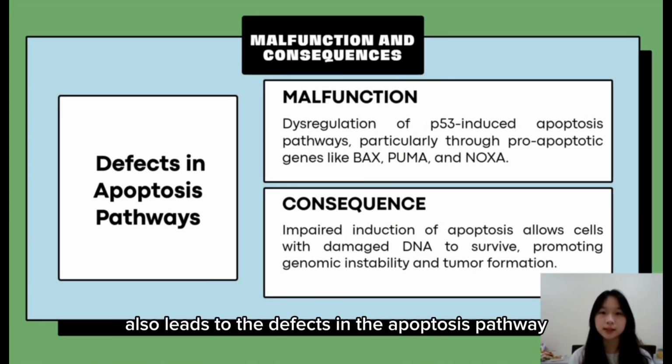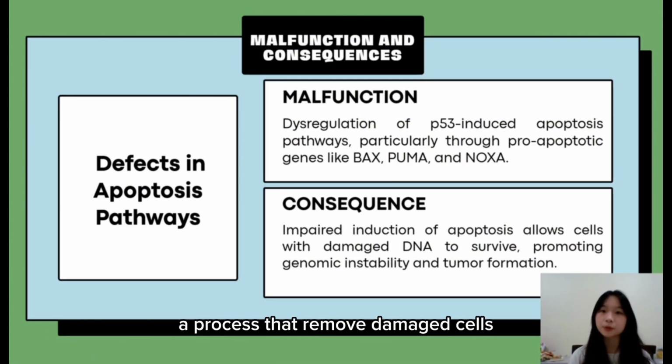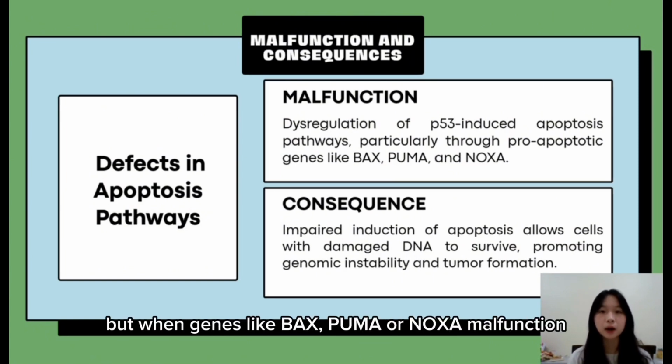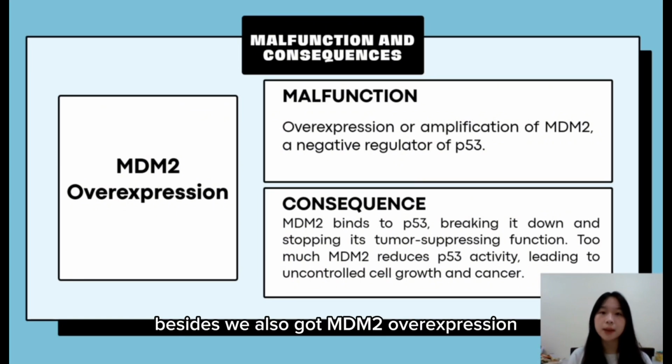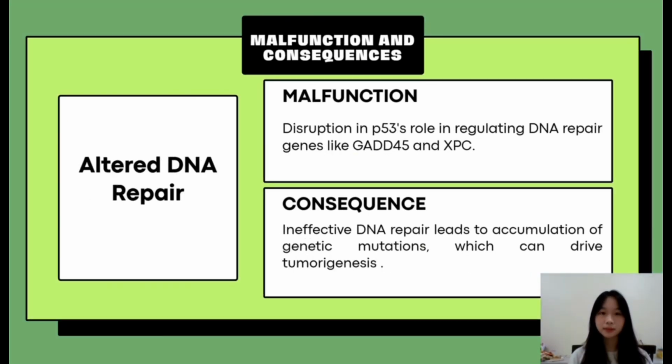p53 gene's mutation also leads to defects in the apoptotic pathway. Normally, p53 helps trigger apoptosis, a process that removes damaged cells. But when genes like BES, PUMA, or NOXA malfunction, these damaged cells survive, leading to more mutations and cancer, such as lung cancer. Besides, we also got MDM2 overexpression. It means too much of these proteins, which binds to p53 and break it down. Without p53 to stop tumor growth, cells grow uncontrollably, leading to cancer. p53 helps fix DNA by controlling repair genes like GADD45 and SPC. If p53 is disturbed, DNA repair fails, leading to more mutation that can cause tumors.